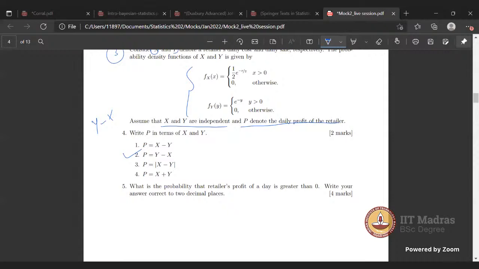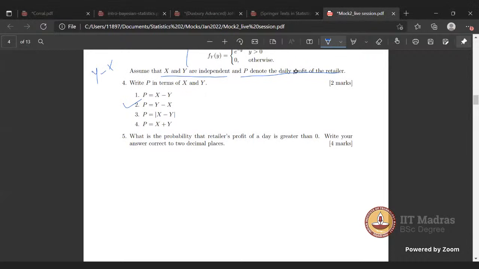Now, here you have to find the probability that the retailer's profit of a day is greater than 0. What is the profit? It is denoted by P and it is given by y minus x. So what is the probability that the profit is greater than 0? It means the probability that y minus x is greater than 0. So this we can write as probability y greater than x. Now this is what we have to find.